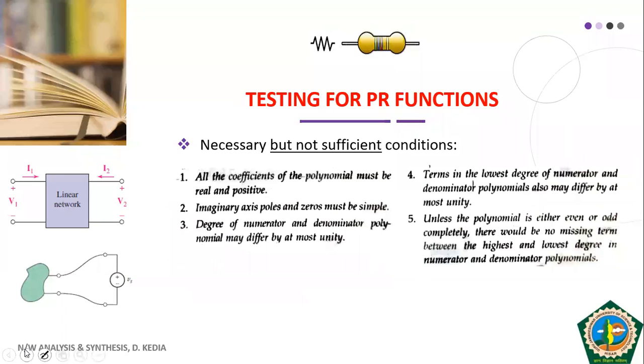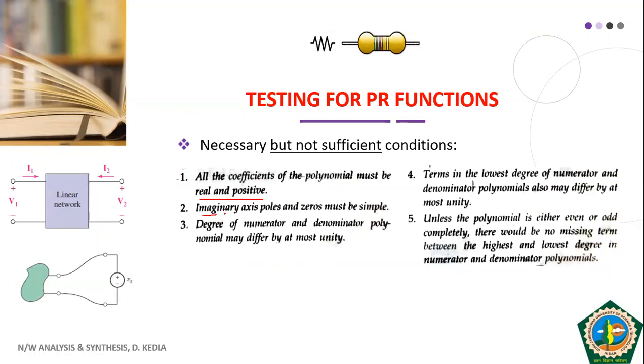Next is testing, and this is an important part. The way we tested for Hurwitz polynomial, in the same fashion we will also test for positive real function. Here also we have two kinds of conditions: one is necessary but not sufficient condition, and second is necessary and sufficient conditions. Fine. So let us see that. For the necessary but not sufficient condition, the first condition is that all the coefficients of the polynomial must be real and positive. We already know that.